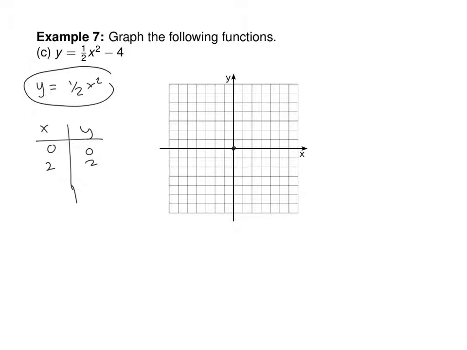What's the next nice number to plug in? -2. Sure. Also gives you 2. How about 4? 4 squared is 16. Half of 16 is 8. -4, you get also 8, right? So you got 0, 0, 2, 2, and -2, 2, and 4, 8, and -4, 8.